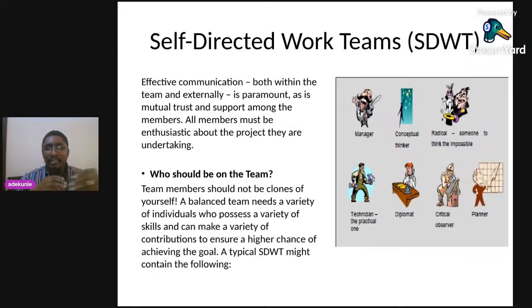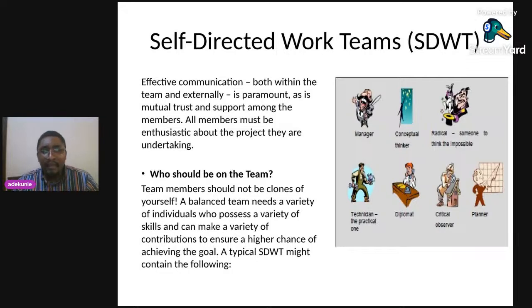Now, one question is asked: in a self-directed work team, who should be on the team? Team members should not be a clone of yourself. A balanced team needs a variety of individuals who possess a variety of skills and can make a variety of contributions to ensure a higher chance of achieving the goal. So, a typical self-directed work team might contain the following people: you have a manager, somebody who manages the team like a leader.